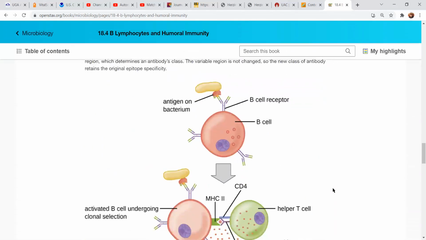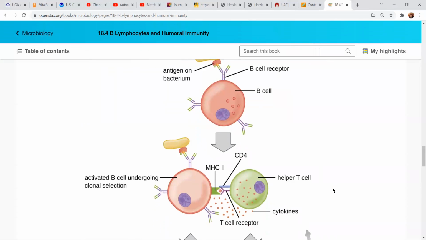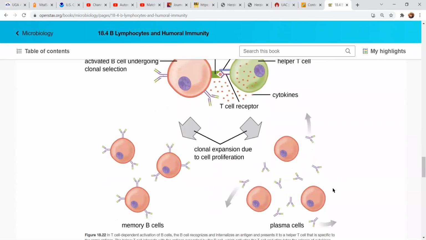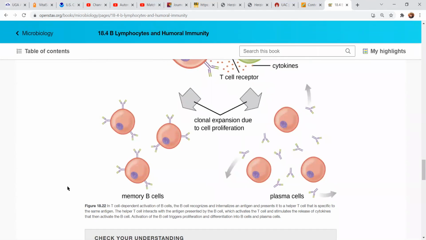So when we look at B cells, they undergo what's called clonal selection, and these differentiate into memory B cells and plasma cells. Memory B cells are those that remember. Okay, so they're responsible for remembering the pathogens that we've come in contact with, or the antigens we've come in contact with. Plasma cells, their sole purpose is to secrete antibody.